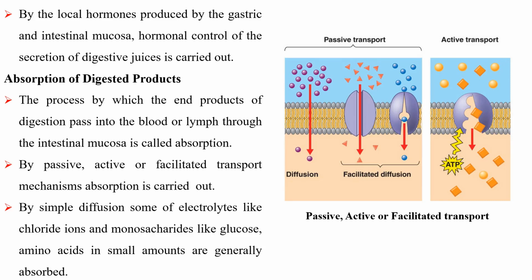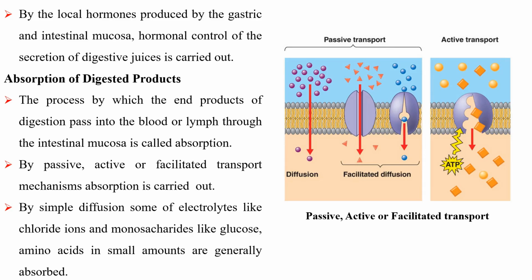By the local hormones produced by the gastric and intestinal mucosa, hormonal control of the secretion of digestive juices is carried out. Absorption of digested products, the process by which the end products of digestion pass into the blood or lymph through the intestinal mucosa, is called absorption. By passive, active, or facilitated transport mechanisms, absorption is carried out.